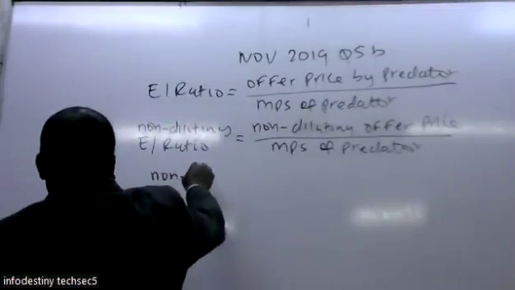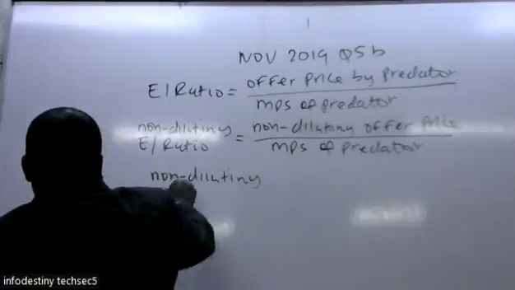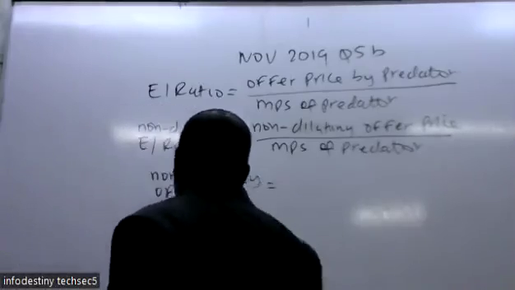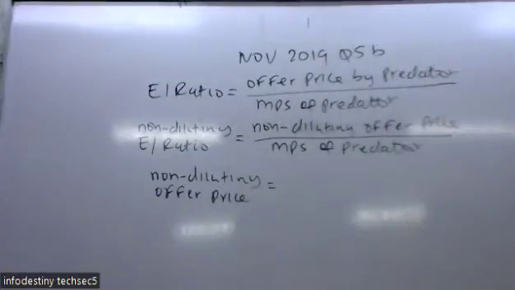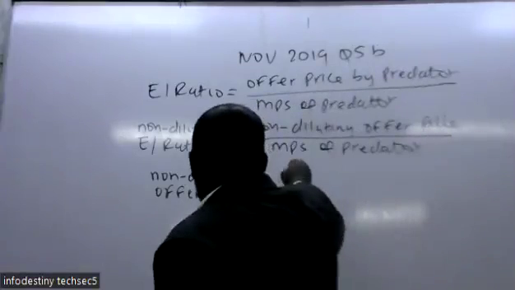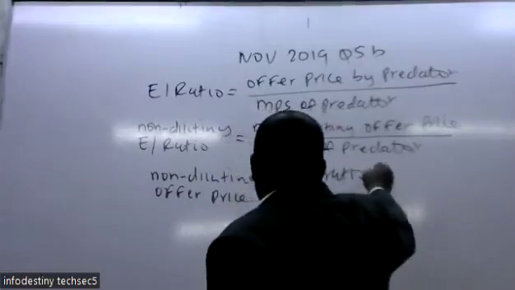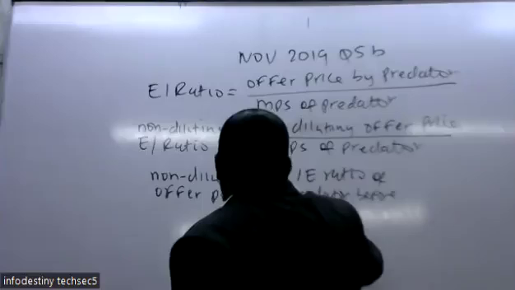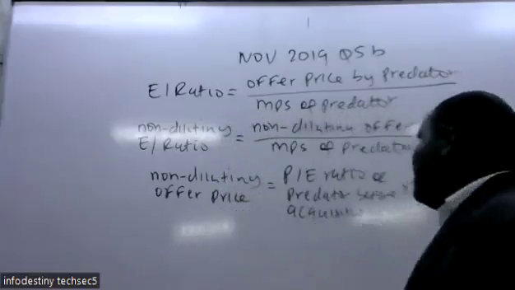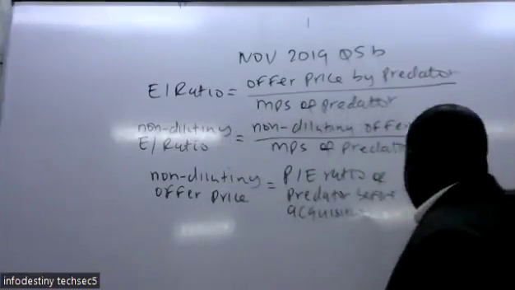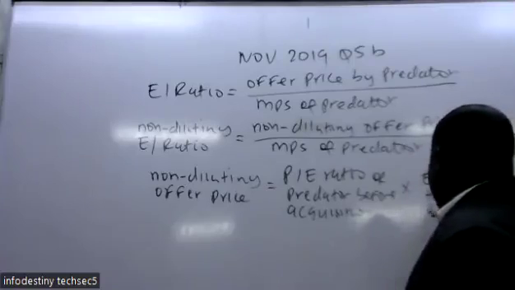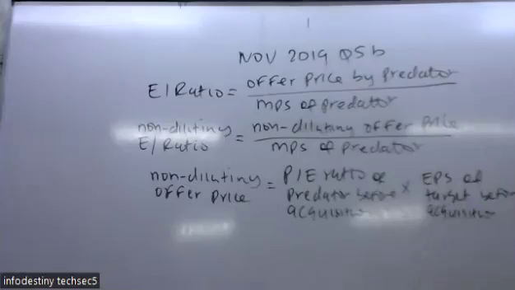Non-diluting offer price is supposed to be given by the price earning ratio of the predator before the acquisition, multiplied by the earning per share of the target, also before the acquisition period. So when you want to compute the non-diluting offer price, we come up with that.